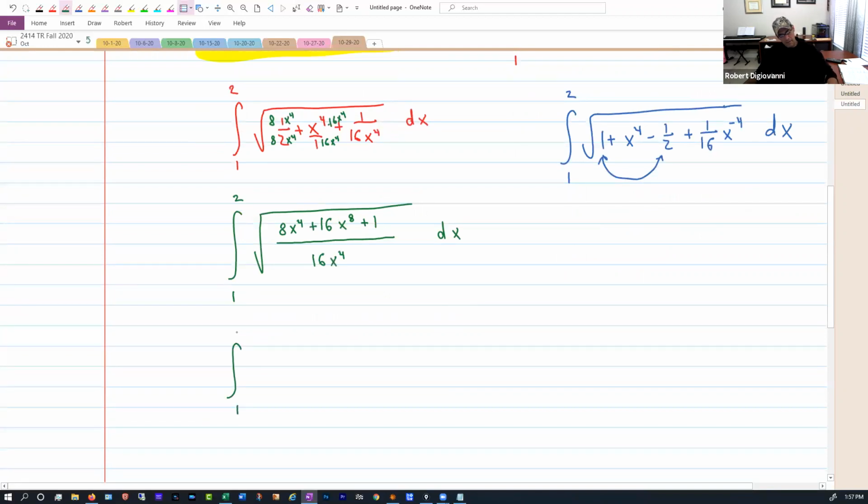And that becomes 16x to the 8th plus 8x to the 4th plus 1. I'm just putting in descending order on the top. And now this numerator factors. It looks kind of like a quadratic. Can somebody tell me what that is? It's a perfect square, by the way. It's something times itself.